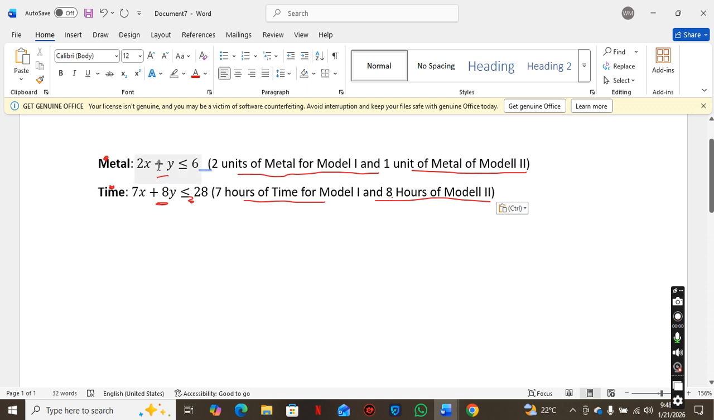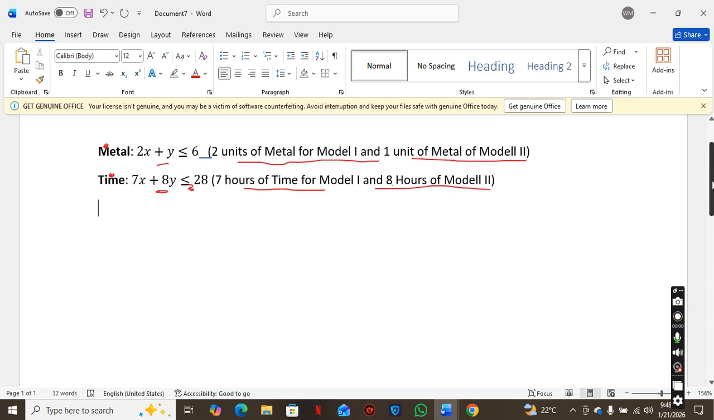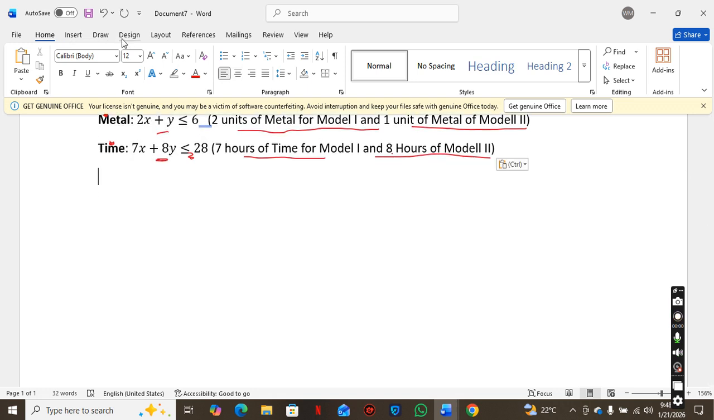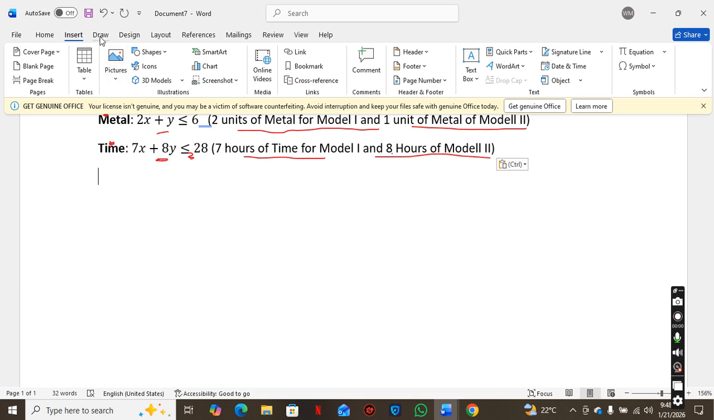For each of these lines we have to put it on our graph. So remember, for a graph, you first put your x and y axis. So you put the axes here.